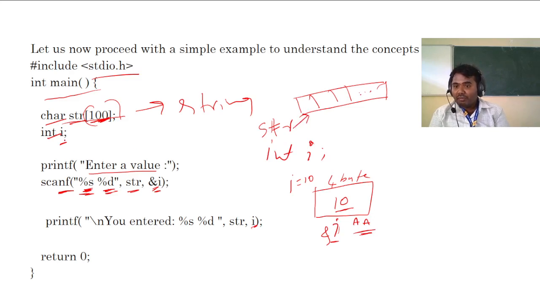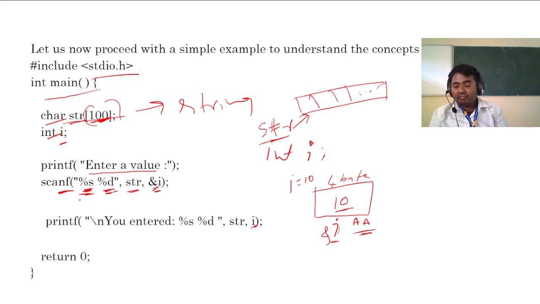If it is a normal variable, it will contain the values. If it is an array variable, it will contain the address of the first memory location. Since it is already containing the address, I don't need to make use of ampersand here. So ampersand is not required for array variables, but it is required for normal variables.